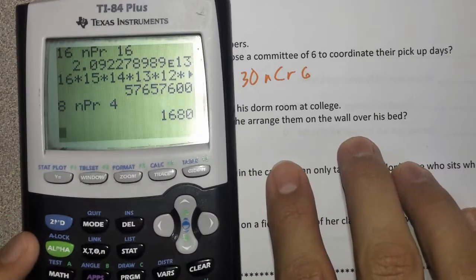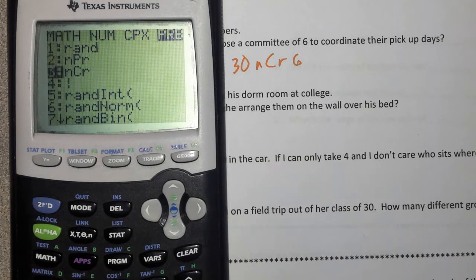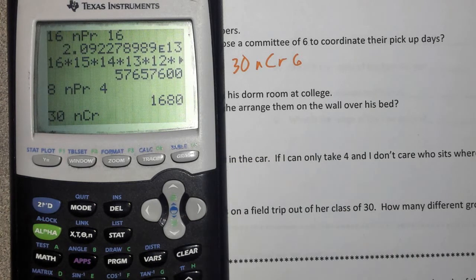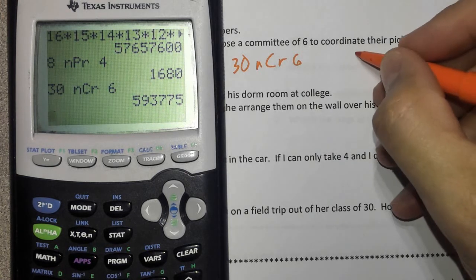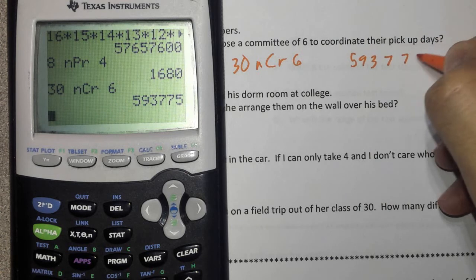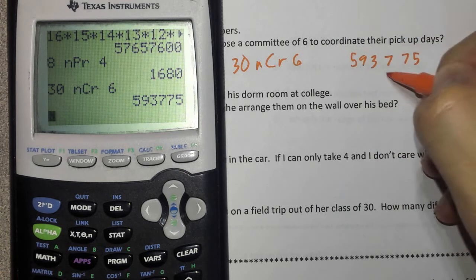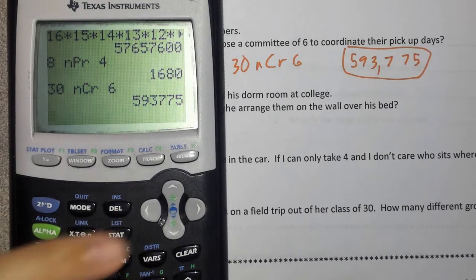Let's go ahead and plug that in the calculator. 30 to choose from. Math, probability, nCr, 6, enter, we get 593,775. That's how many different combinations we could have for the committee.